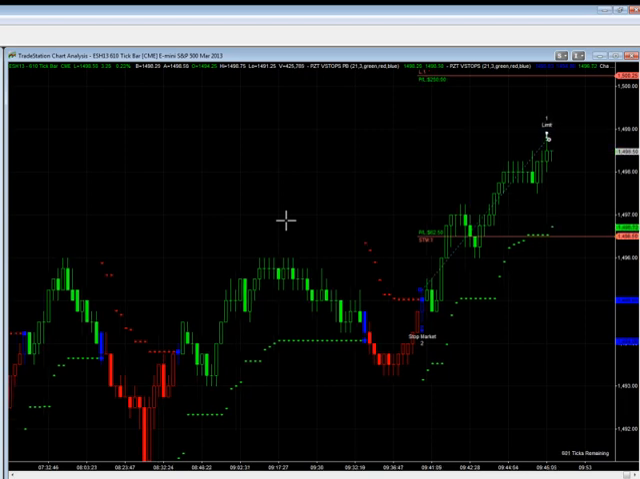Order filled. Excellent. And the trade just reached our first profit target. So we've taken one contract off, and really we're just going to manage the second contract using the VSTOPS indicator.